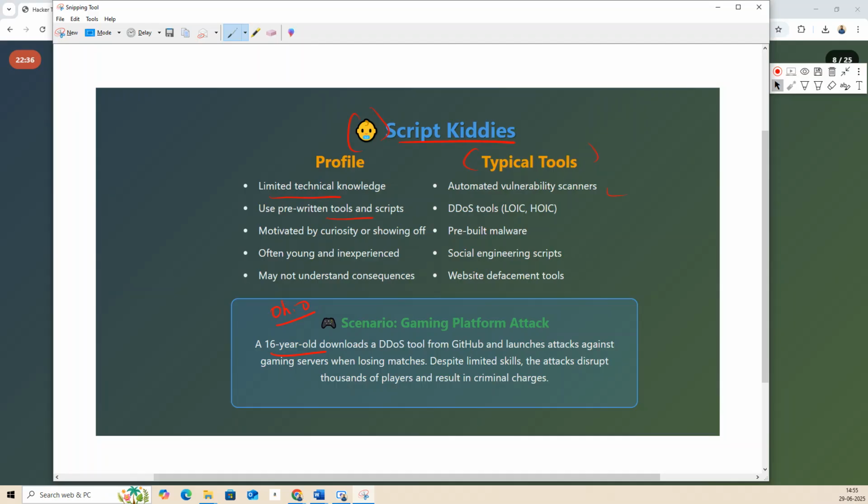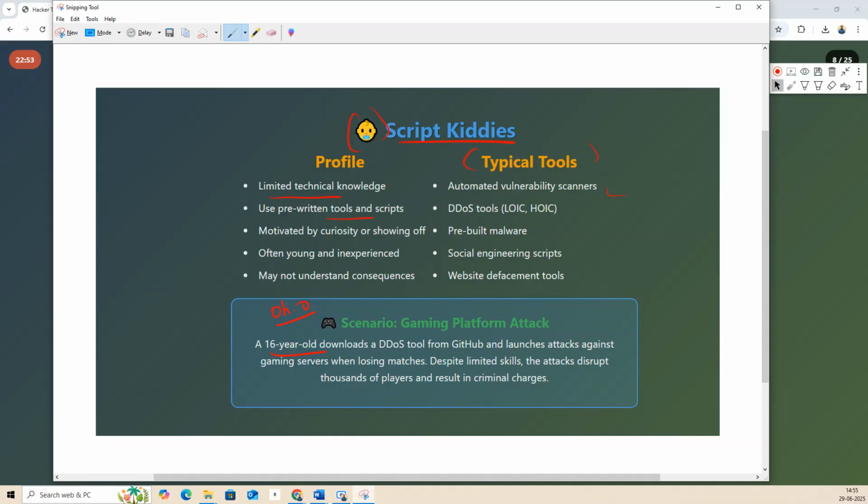The FBI traced the attacks back to him. He was arrested, charged with computer fraud, and faced up to 10 years in federal prison. His parents had to hire expensive lawyers. The family faced civil lawsuits from gaming companies seeking damages.